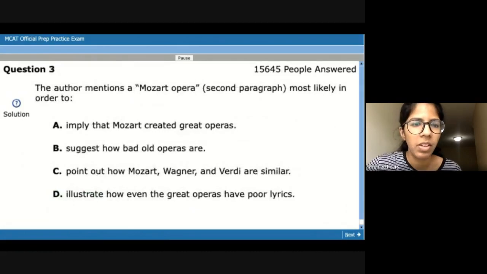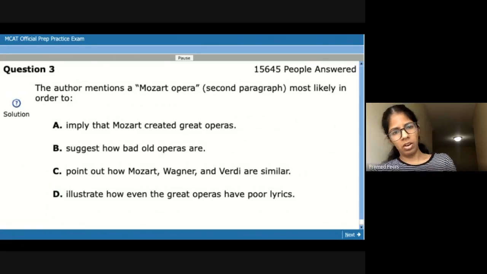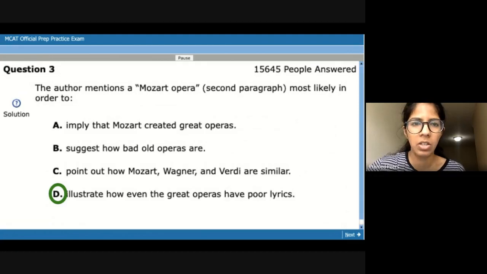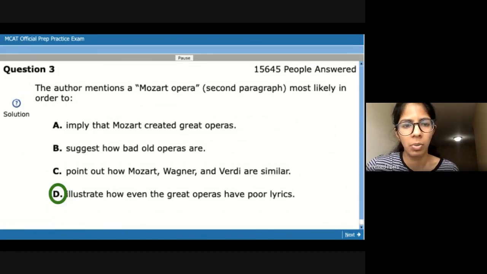Okay. Question 3. The author mentions a Mozart opera most likely in order to do what? Okay, perfect. D is correct. So this is a main idea question, or author's purpose question. So does anyone want to say how the Mozart opera relates to the main idea, or how you went about answering the question?